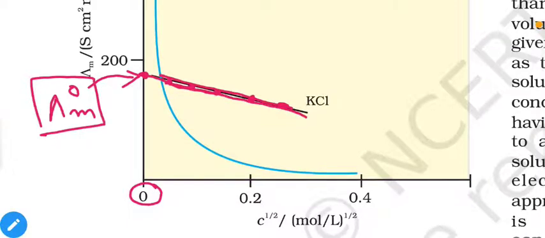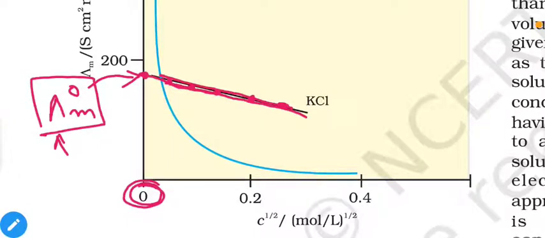So what does limiting molar conductivity say? We can say that it is the maximum possible value of molar conductivity of that given solution. You cannot get more than this value. This is the maximum limit. This value is not practically possible at this time because of infinite dilution.